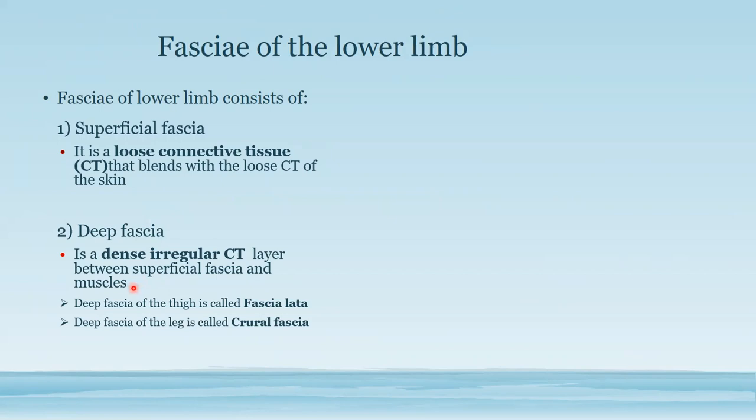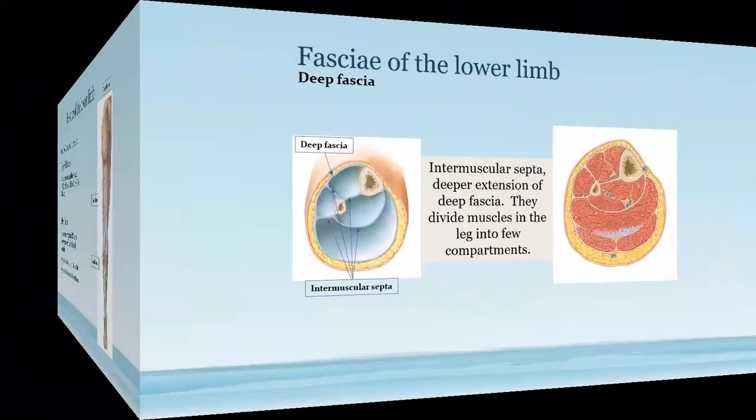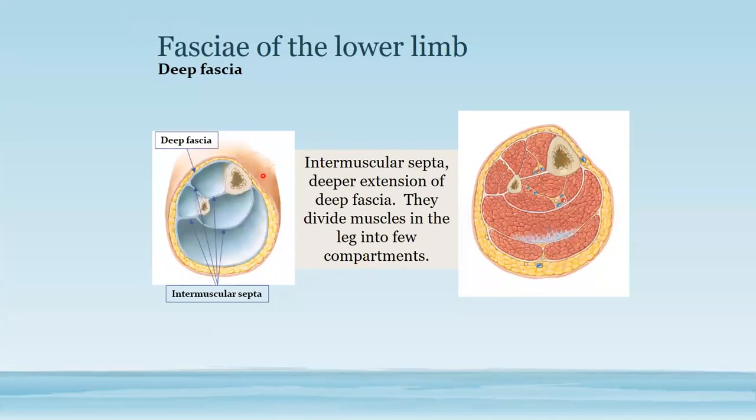For the lower limb, we have two deep fascia based on its region. Okay, first is the fascia lata, which is the deep fascia of the thigh, and the crural fascia is the deep fascia of the leg. Okay, the deep fascia further extends deeper to separate muscles in the lower limb.